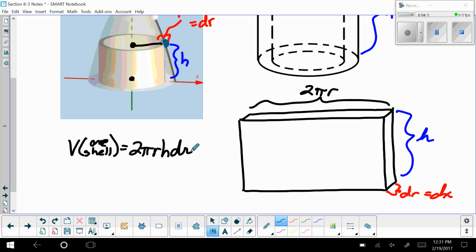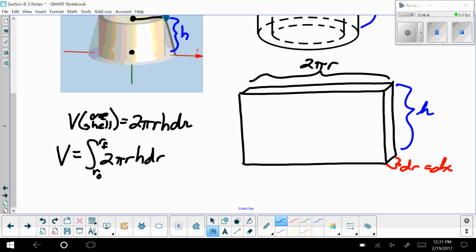Now then, to accumulate, we use an integral of 2 pi r h dr. And then our bounds will be what the radius could be between, because this is with respect to r. So our initial radius to our final radius. And this is the idea of cylindrical shells.